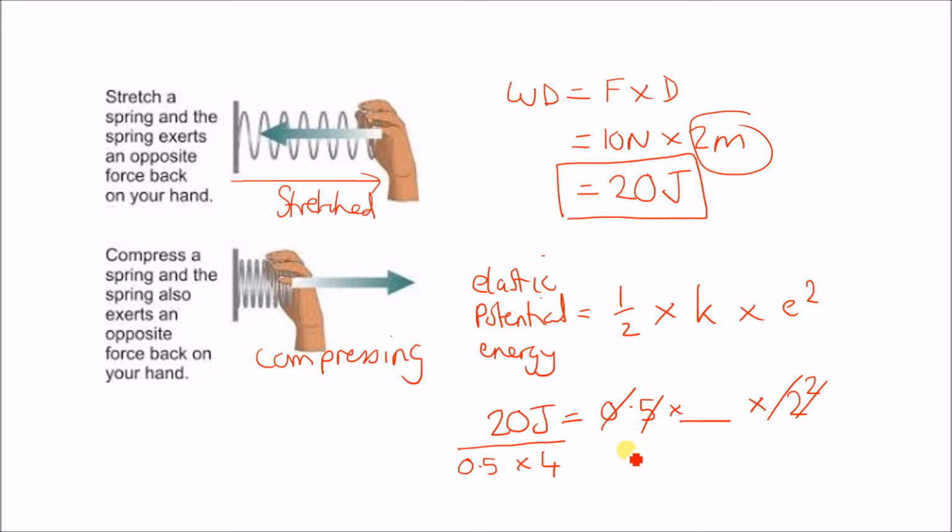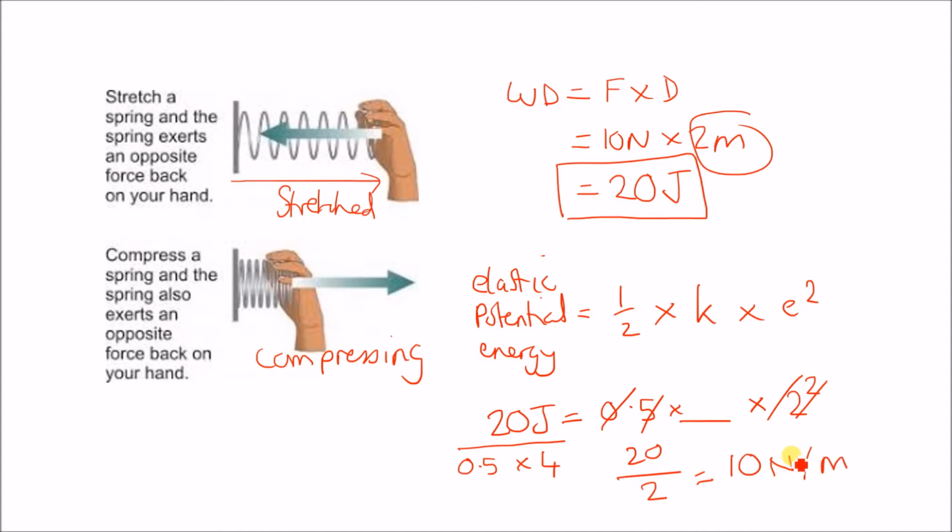So 20 divided by 0.5 times 4, which is 2, is going to give me a spring constant of 10. Okay, and the spring constant, which we'll talk about later, is in newtons per meter. Okay, it's a capital N and a lowercase m.